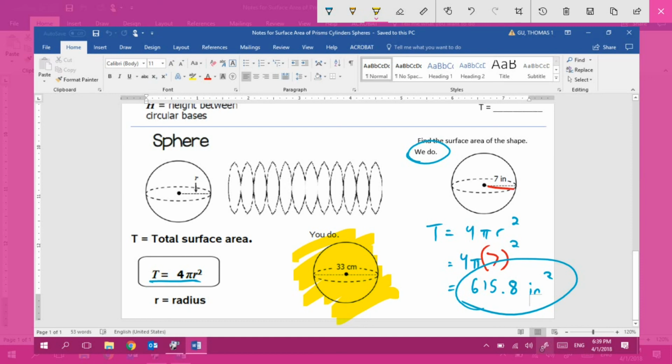So that's going to be the end of this first section of surface area notes. Tomorrow we're going to do more surface area with 2 different shapes, but that is it for today, guys.